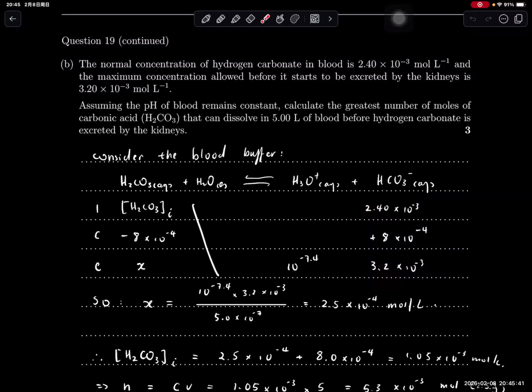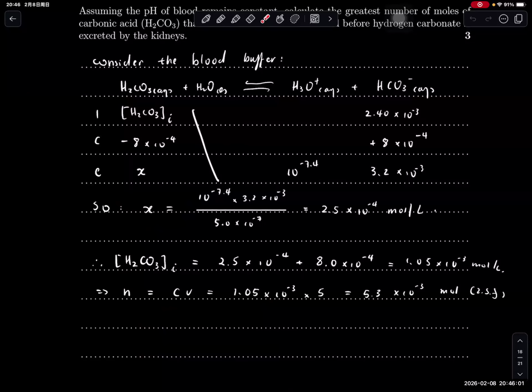And you need to add 8 times 10 to the power of -4. So whatever the initial is, I don't really care, it needs to subtract by this much, okay? And then we end up getting some X value. And then we need to maintain the pH at 7.4, so that's the hydrogen ion concentration. I don't care what the initial is, only the final state matters. So we can solve for X, right? We end up with X equals that.